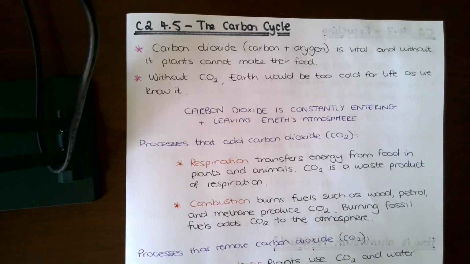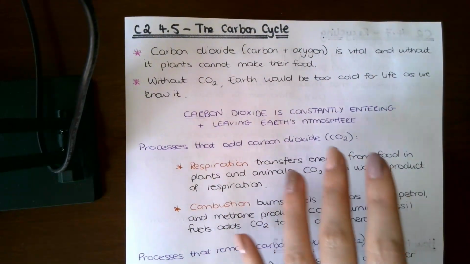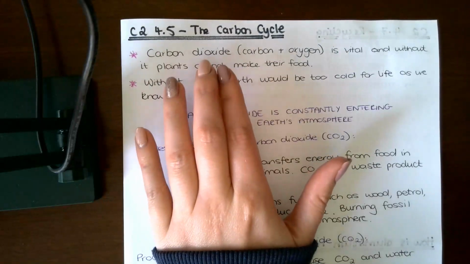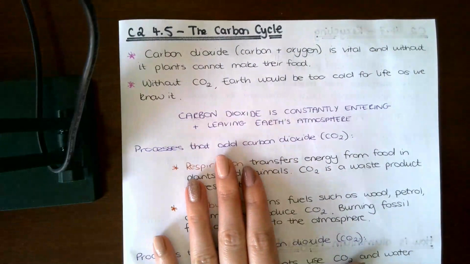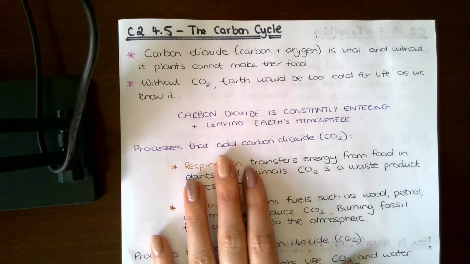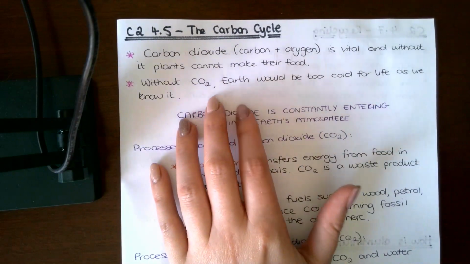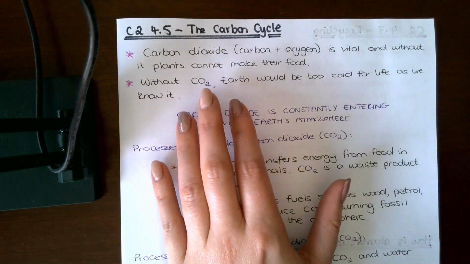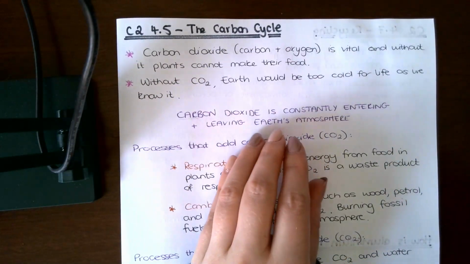So carbon dioxide, carbon and oxygen, is vital, and without it plants cannot make their food. Carbon dioxide is needed in photosynthesis, so without it photosynthesis cannot happen and plants cannot make their food. Without CO2, the Earth would also be too cold for life as we know it, because CO2 is a greenhouse gas and it traps heat in the Earth. Without it, the heat from the sun would just come into our atmosphere and leave again, and it would be too cold.